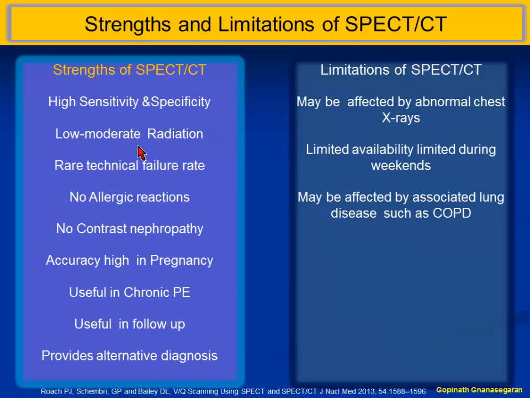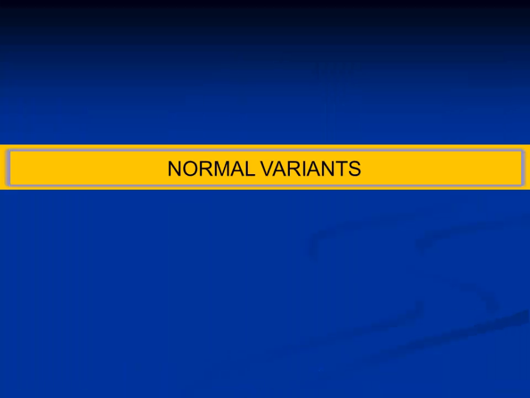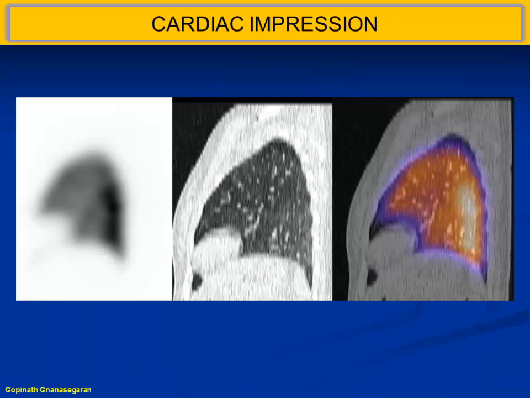Strengths of SPECT CT: it has a high sensitivity and specificity, and a low to moderate radiation dose, because you are doing a CT, the patient will get an extra 1 to 2 millisievert when compared to the 1 millisievert they get for a VQ scan. By adding the SPECT CT, because we are doing a low dose SPECT CT, we give them an additional 1 millisievert radiation dose. And the most important thing is it provides alternative diagnosis. Whenever it is normal, and the patient is still breathless or has chest pain, we often find pleural effusions, we often find other pathologies which I will show.